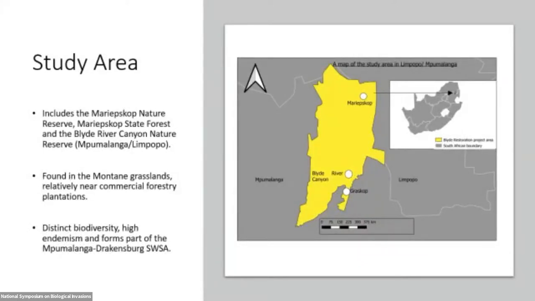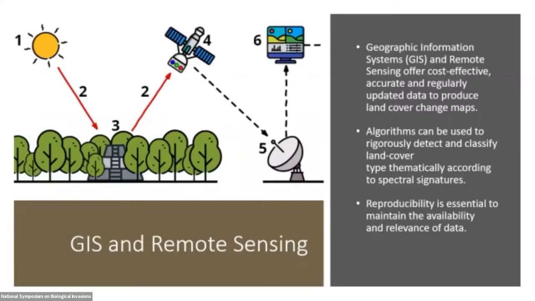Our study area comprises the Mariepskop Nature Reserve, Mariepskop State Forest, and the Blyde River Canyon Nature Reserve in Mpumalanga and Limpopo. These areas are well renowned for their biodiversity and tourism and form part of the Mpumalanga Drakensberg SWSA. GIS and remote sensing are great tools which offer a cost-effective manner of land cover mapping. This is ensured by obtaining data in repeatable methods, and algorithms can be trained for land covers to produce spectral signatures, which can be identified by the sensor and be used for land cover mapping.